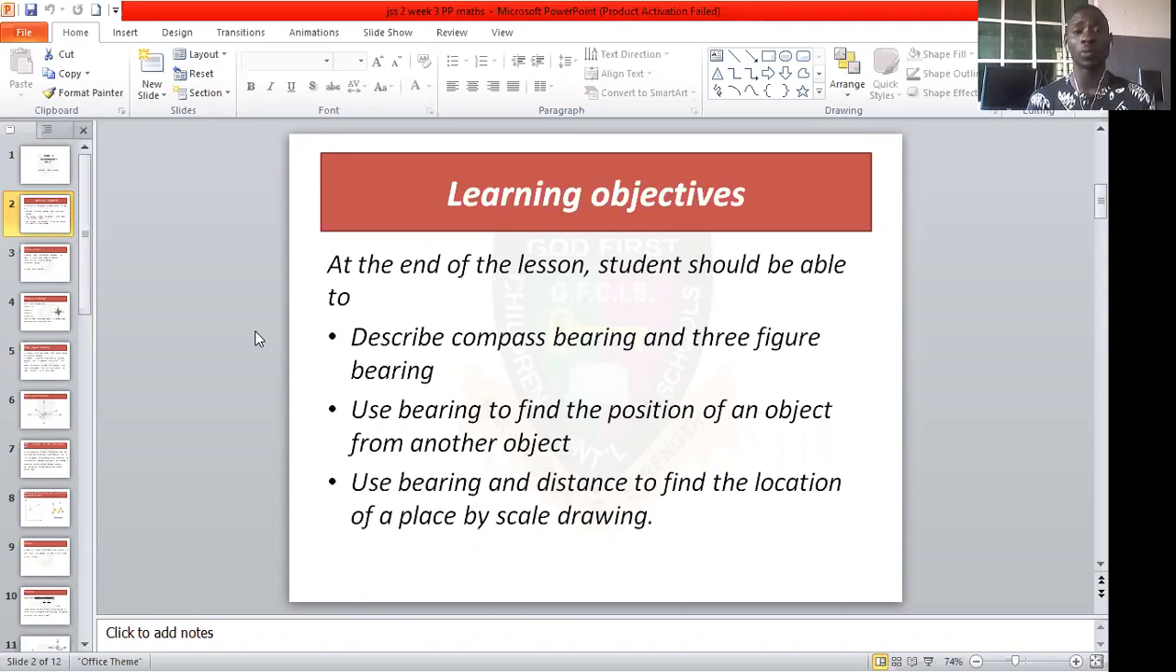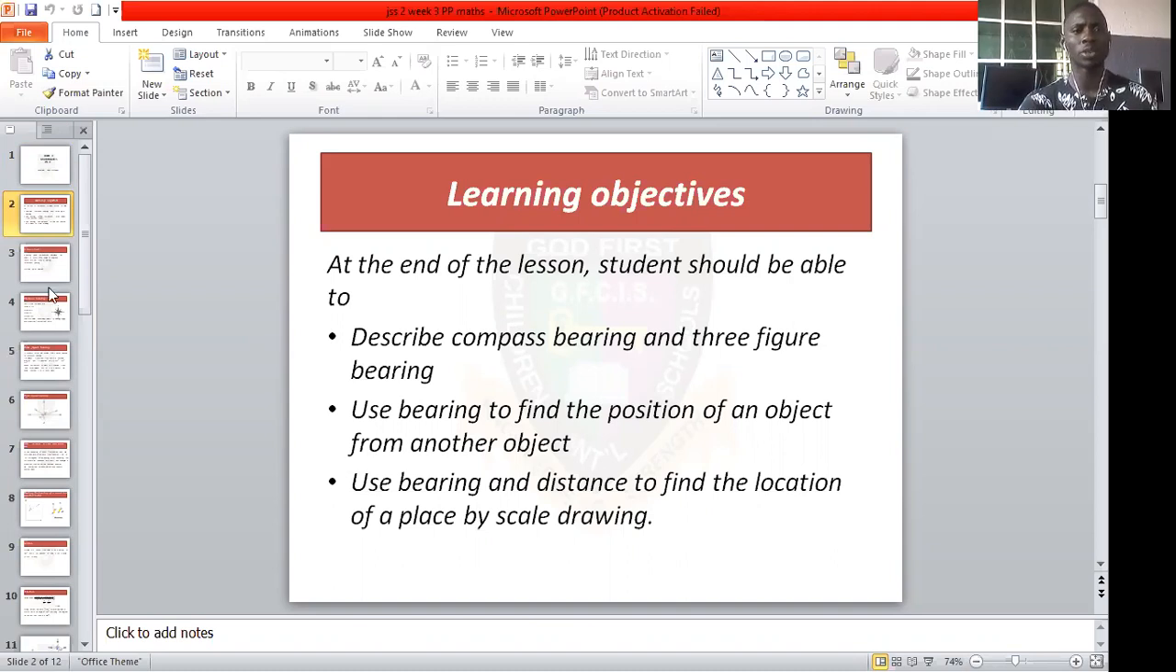I believe we recall we discussed scale drawing last time, and we used it in our last topic. The scale is equal to the length of the scale drawing over the length of the actual object. Scale drawing is a representation of an actual object given a required scale.